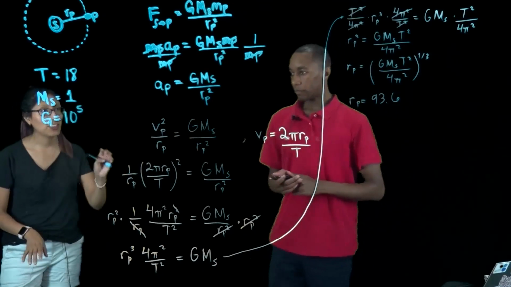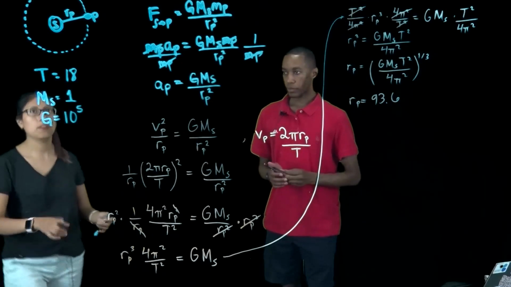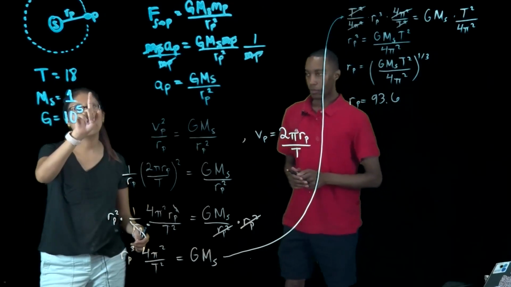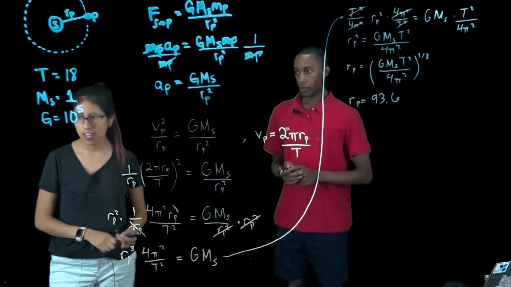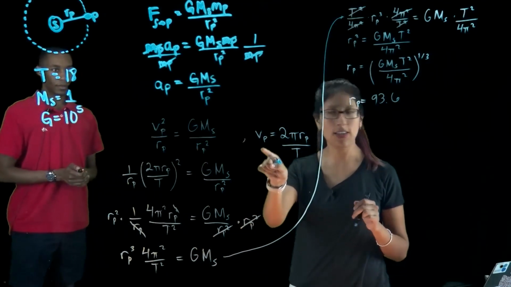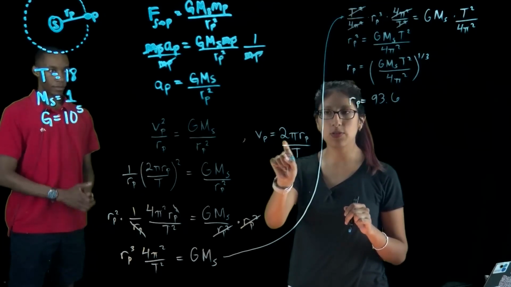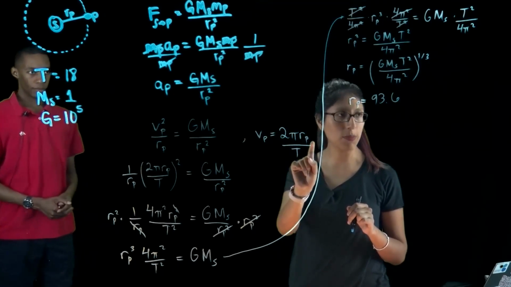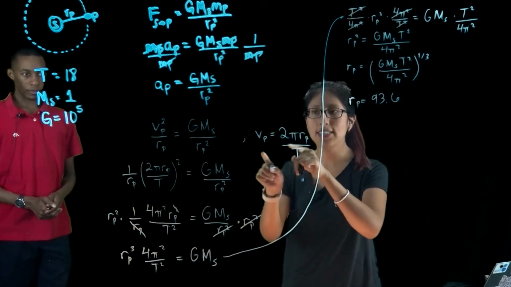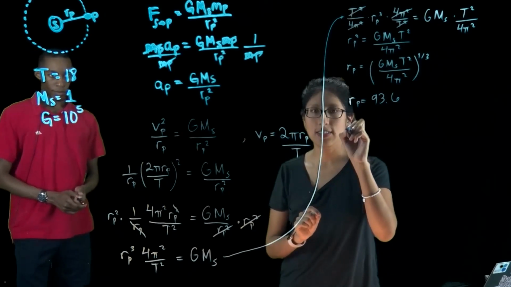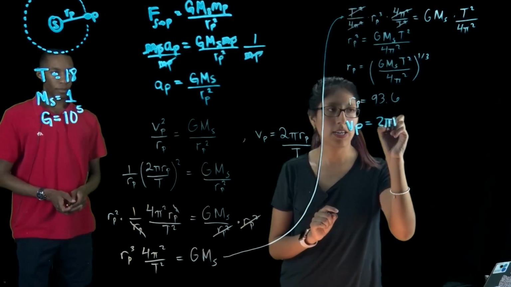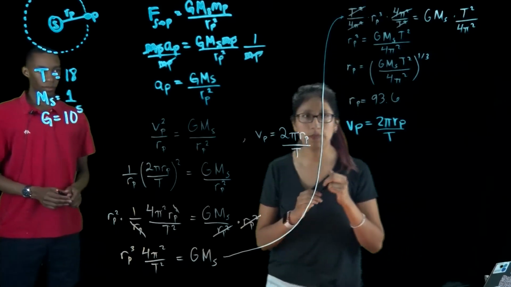All right, so now that we figured out what the radius of the planet is, we can find out the velocity at which it's going around the sun. And to do that, we use the equation that Jamor wrote earlier, which is that the velocity of the planet is equal to 2 pi times the radius of the planet divided by our period. So let's write this out again: velocity of the planet, 2 pi rp divided by our period.